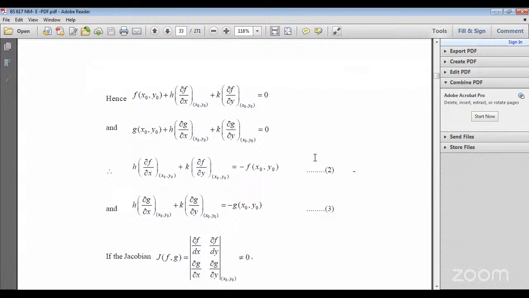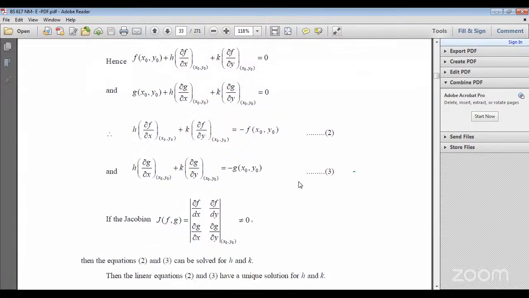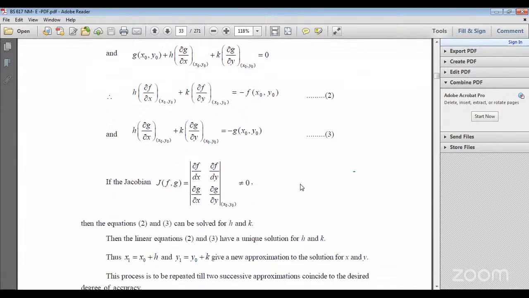Then h ∂f/∂x (x0, y0) + k ∂f/∂y (x0, y0) is equal to minus f(x0, y0). h ∂g/∂x (x0, y0) + k ∂g/∂y (x0, y0) is equal to minus g(x0, y0). The Jacobian of f and g, with ∂f/∂x, ∂f/∂y, ∂g/∂x and ∂g/∂y, is not equal to 0 here.